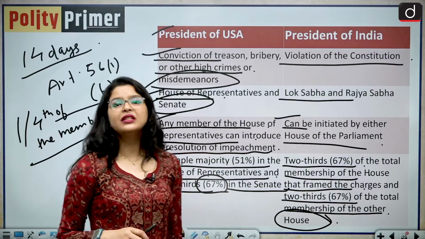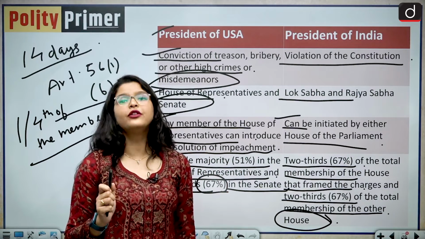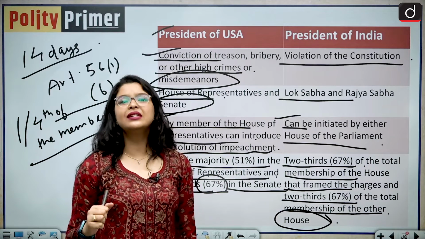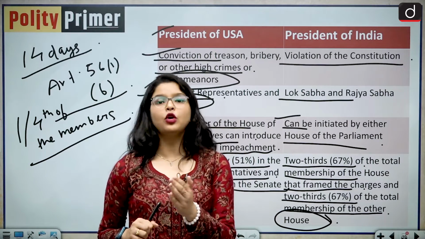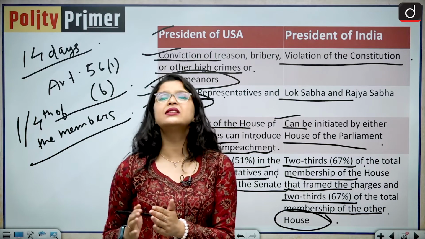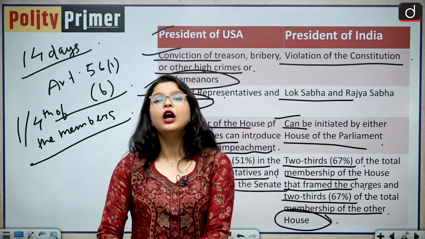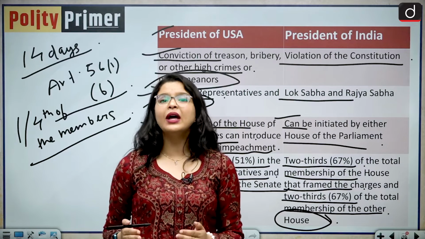Okay. So these are the major points of distinction between the impeachment process of the USA president and the Indian president. Article 1 and 2 of the US Constitution talk about the impeachment of the US president, and Article 61 of our Indian Constitution talks about the impeachment of the Indian president. There is also one misconception.